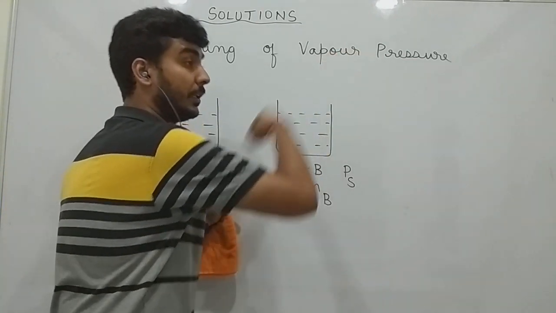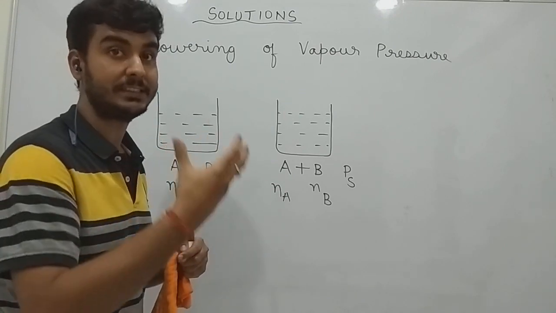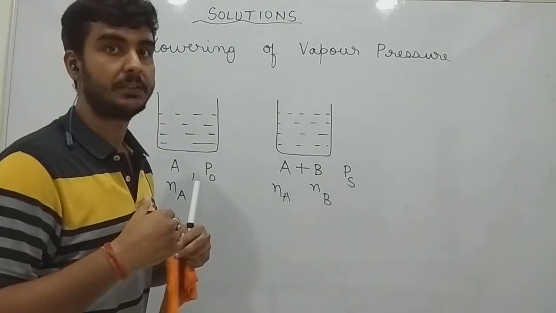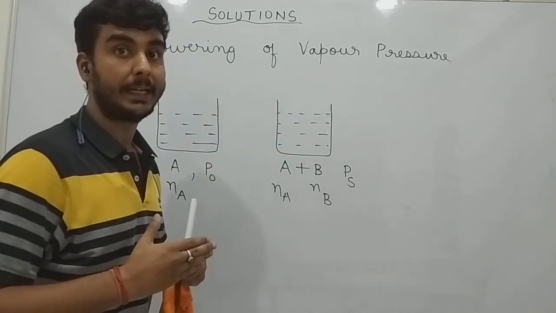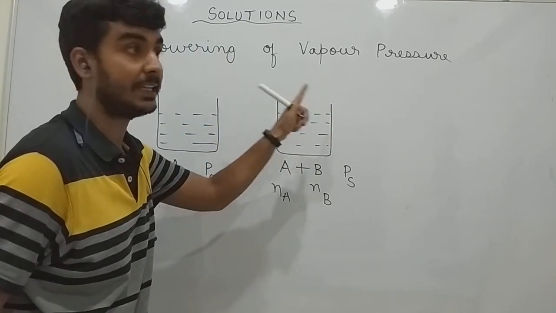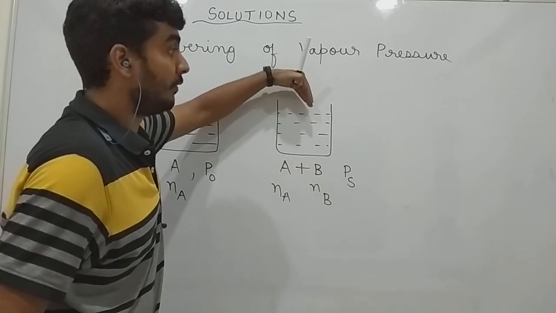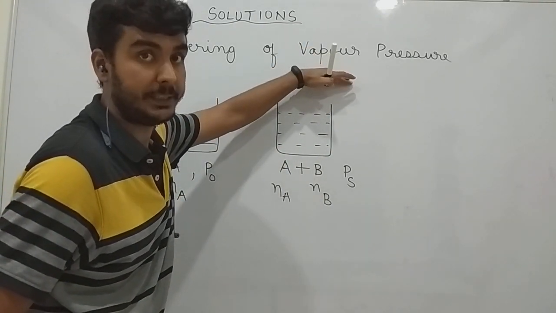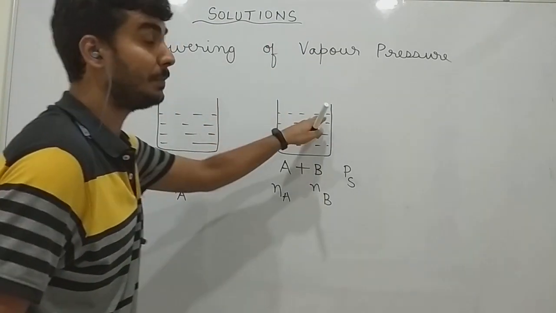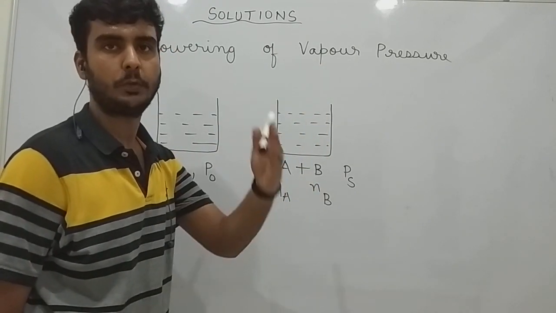So if the number of molecules on the surface gets reduced, fewer molecules will absorb heat energy from the surroundings and escape into the gaseous state. Obviously the molecules of the solvent, that is A, on the surface are reduced. That's why the vapor pressure of the solution is reduced as compared to when A was present alone, because B is not volatile. B cannot absorb heat and escape into the gaseous state.